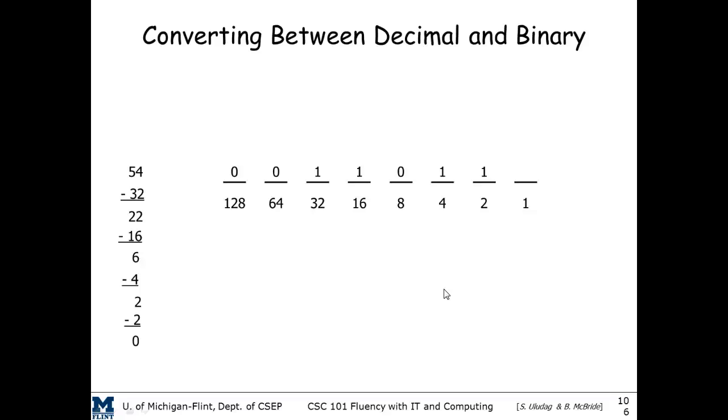1 cannot be subtracted from 0, so we place a 0 in the ones place. So converting the decimal value of 54 to binary, we end up with a pattern of 0, 0, 1, 1, 0, 1, 1, 0.